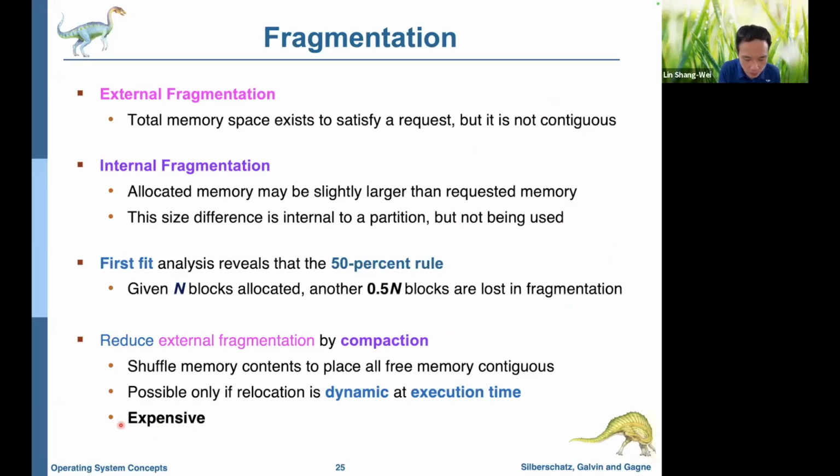But this will be expensive, because imagine you need to move byte by byte. It will be very expensive. That's why contiguous allocation is not used by modern operating systems anymore. Of course, for some portions, for example direct memory-mapped I/O, we still have contiguous allocation. But for the rest of memory, modern operating systems no longer use contiguous allocation.